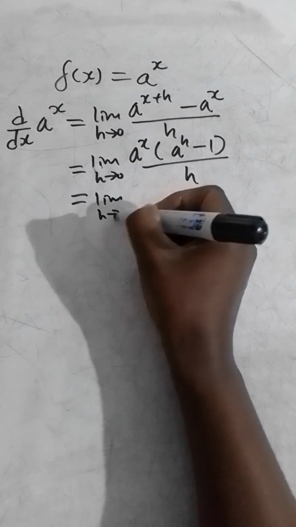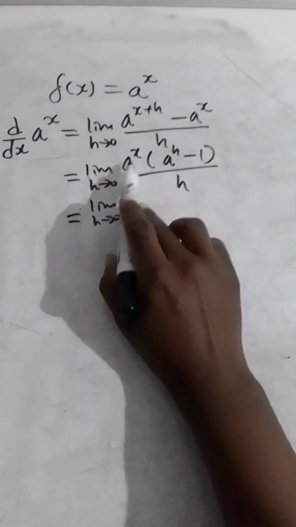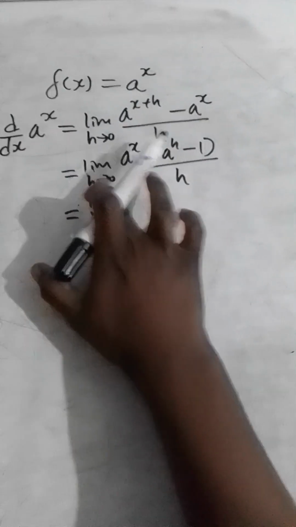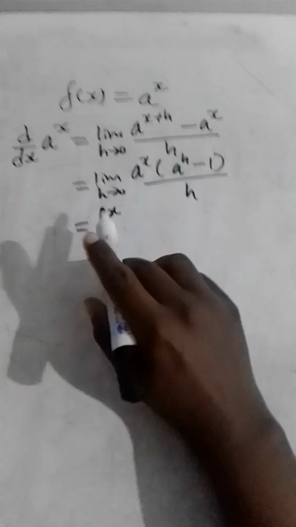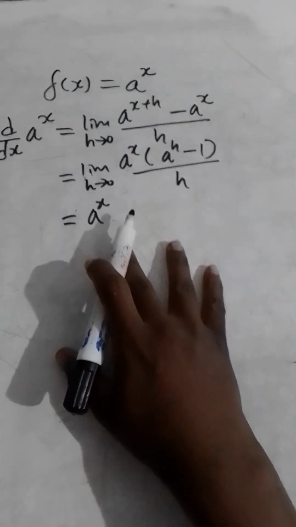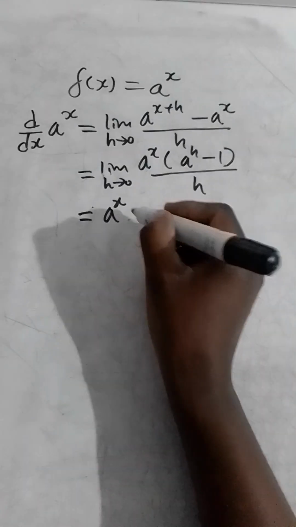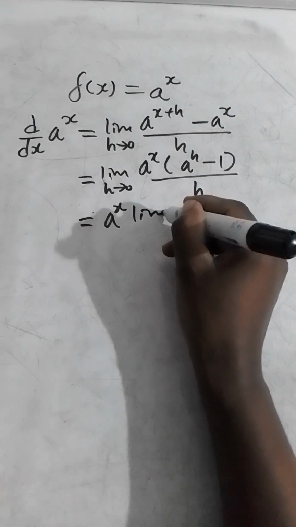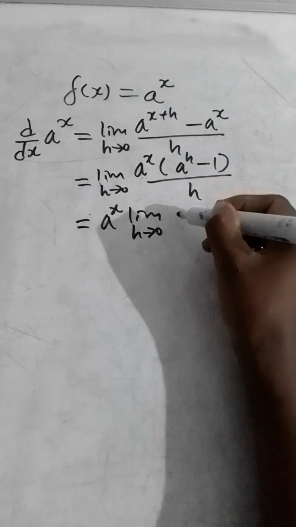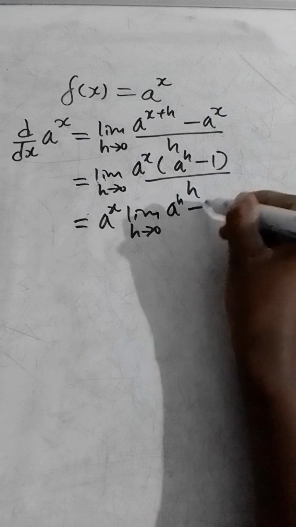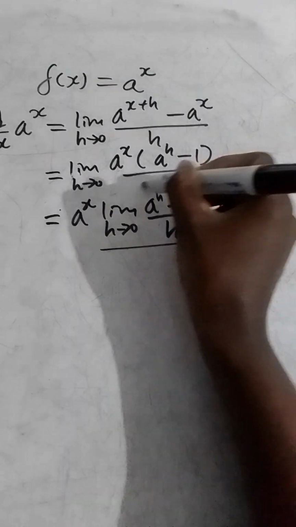Now, we take the limit of this expression as h approaches 0, but we see the a to the power x there. It doesn't have h, so it's not affected by the limit. We can take it outside the limit since it's a constant with regard to the limit. Then we are left with a to the power h minus 1 over h. And this limit here is very interesting.